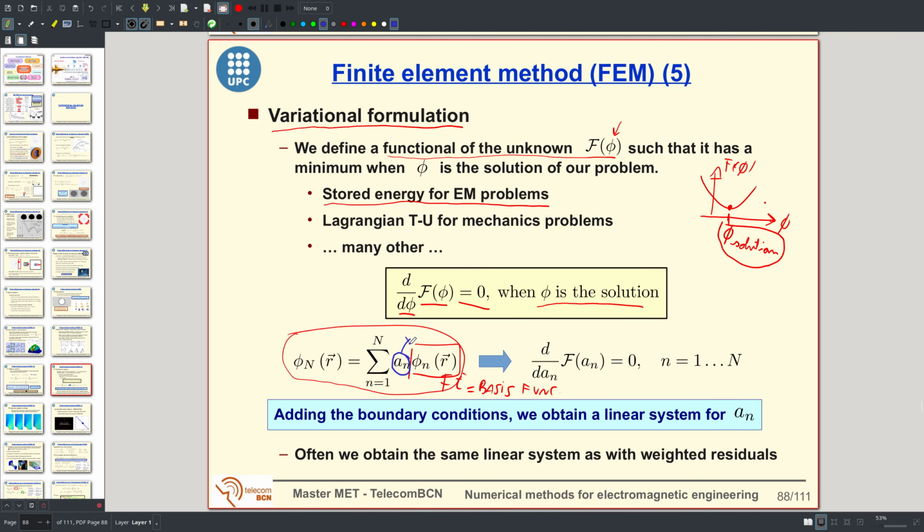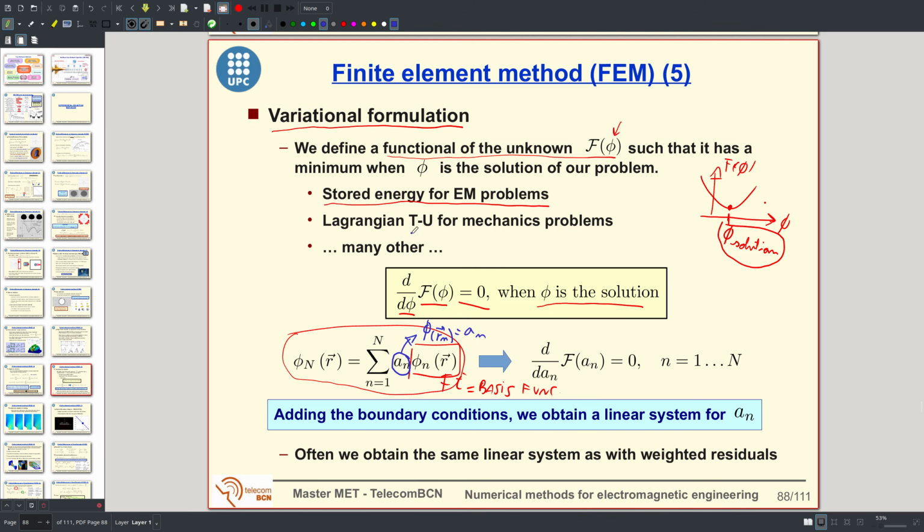I told you before that in finite elements, the unknowns of the vector of unknowns are the values of the function at the nodes. So here the values of the coefficients would be the unknown evaluated at the position of the nodes. Okay, the sample of the unknown at the nodes.